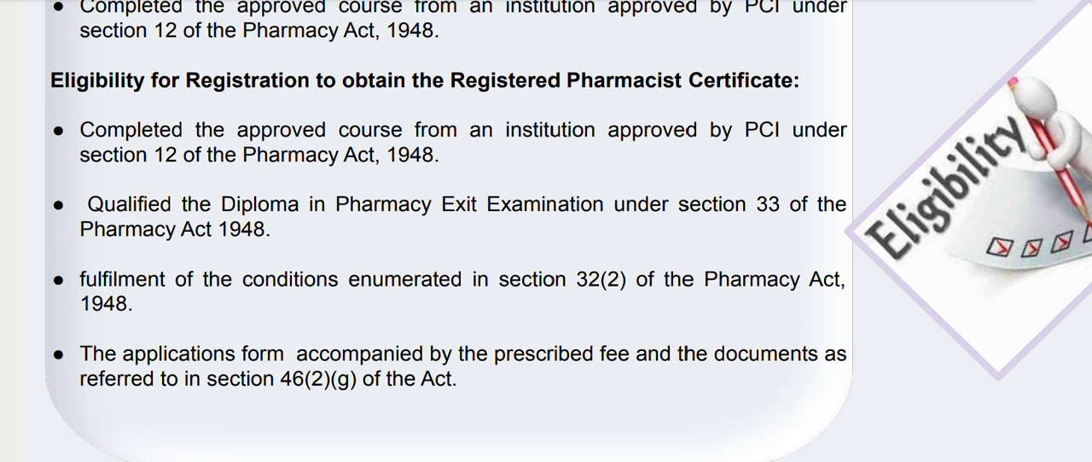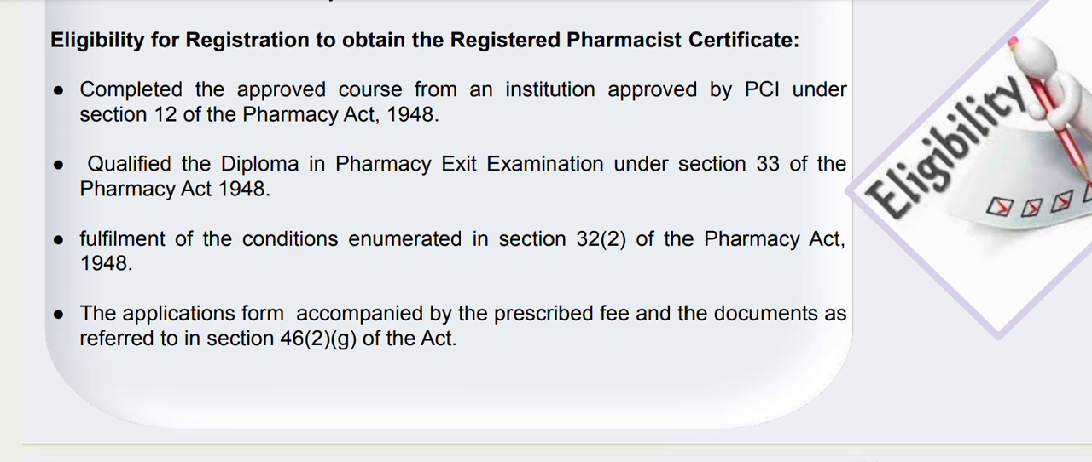Then registration, आपको अगर लेना है, मतलब आपको स्टेट काउंसिल में रजिस्टर करना है, to obtain the registered pharmacist certificate, you should not call it a license, it is called a registered pharmacist certificate. So to obtain that certificate, there are also eligibility criteria. The additional criteria is you should qualify the pharmacy exit examination under section 33 of Pharmacy Act 1948, plus your institute should be approved under section 12 of Pharmacy Act 1948, and all the conditions mentioned in section 32(2) of Pharmacy Act 1948, you should fulfill those criteria.